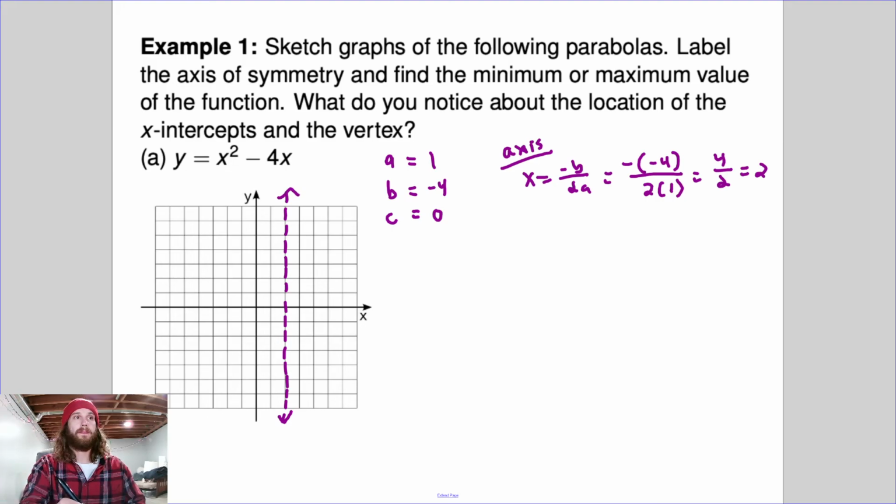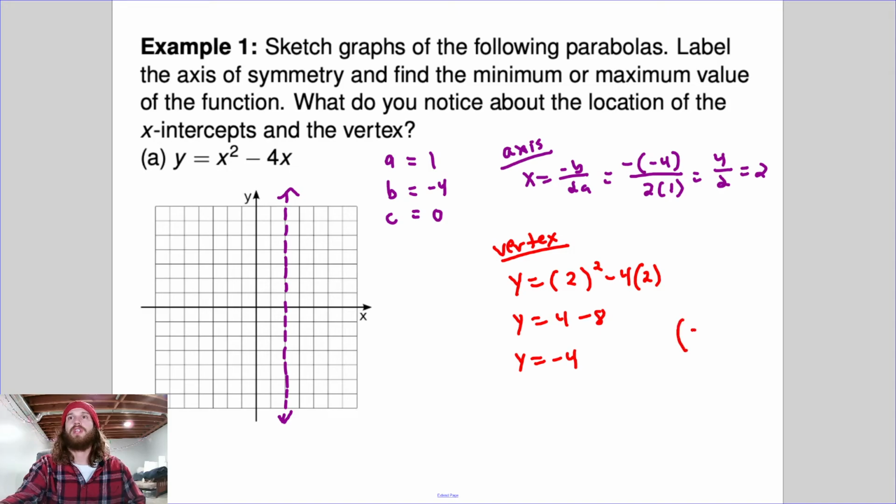So our axis of symmetry is x equals 2. Now remember, to find the vertex, we take the axis of symmetry value and plug it into the equation for x. So here we end up with y equals 2 squared minus 4 times 2, which is y equals 4 minus 8. So y equals negative 4. So our vertex is 2 comma negative 4. So let's go to 2, down to negative 4. So we know our vertex is on the line, right? It's got to be on this axis of symmetry.